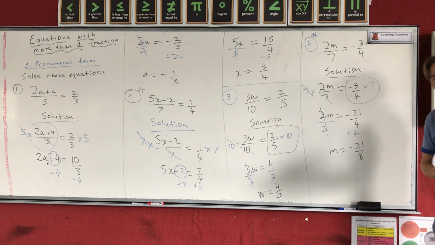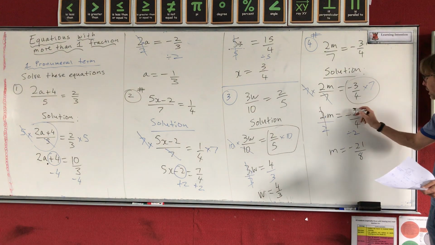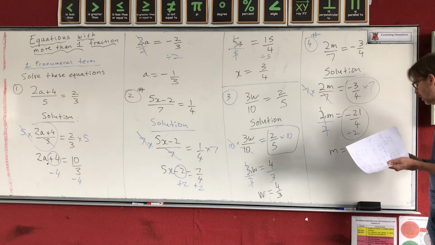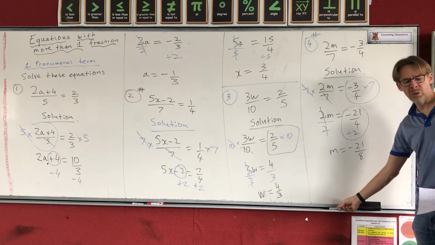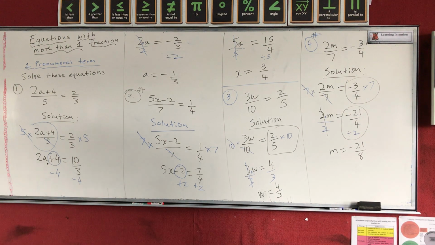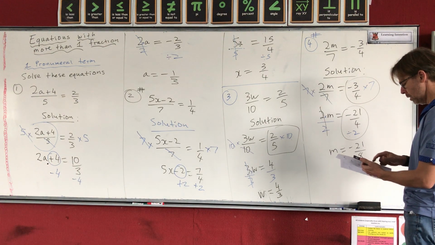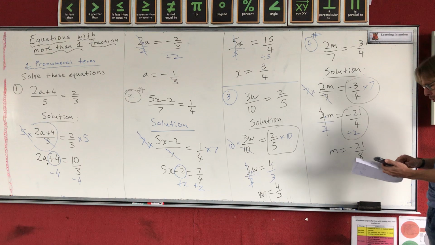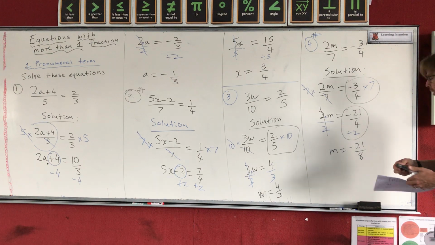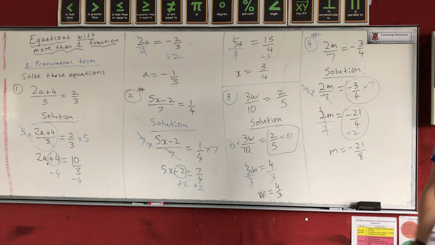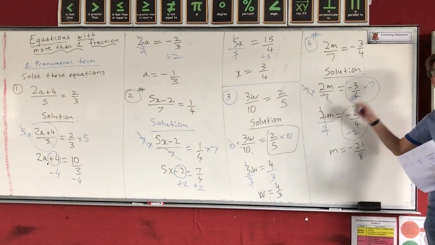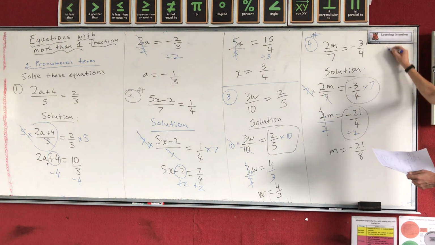Alright? Again, I would use your calculator for that step there. So just put in minus 21 over 4. Minus 21 over 4. And then divide by 2. Minus 21 over 8. Okay, so how did you go? Make sure there's a copy down into your notes. Alright?